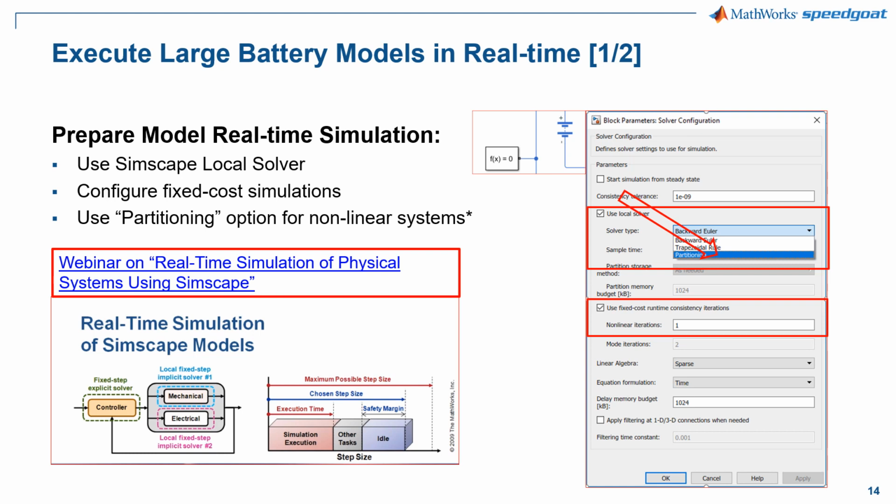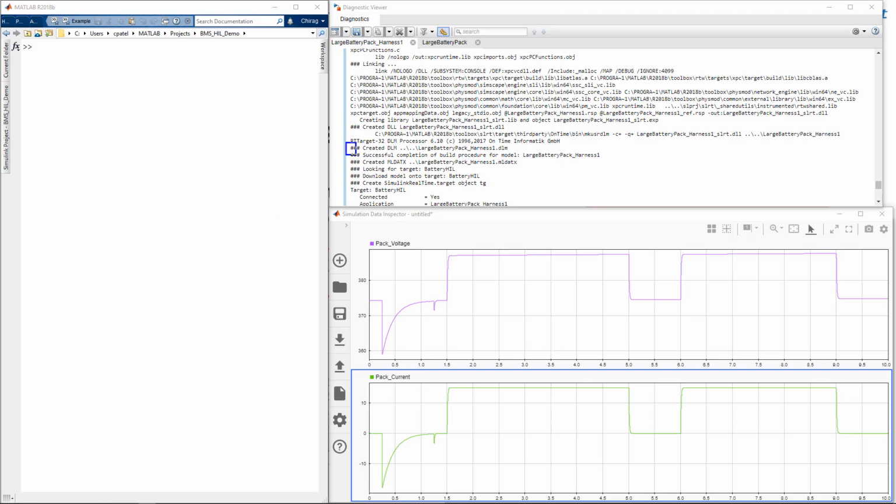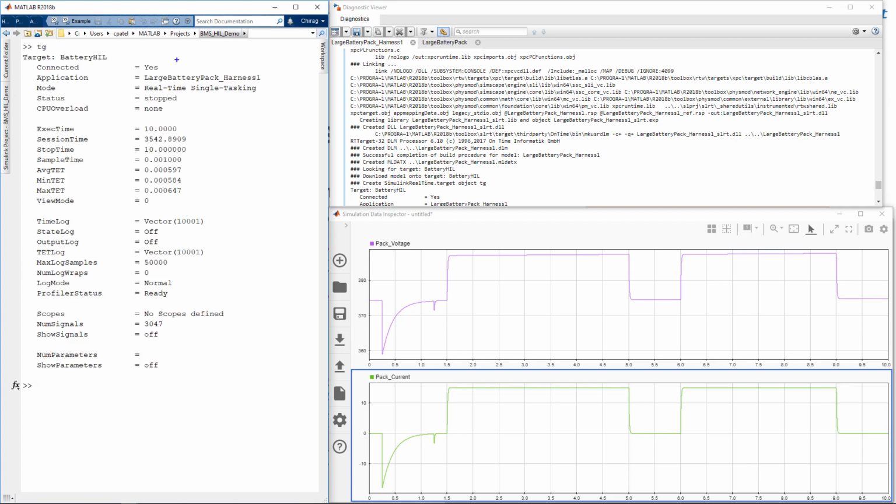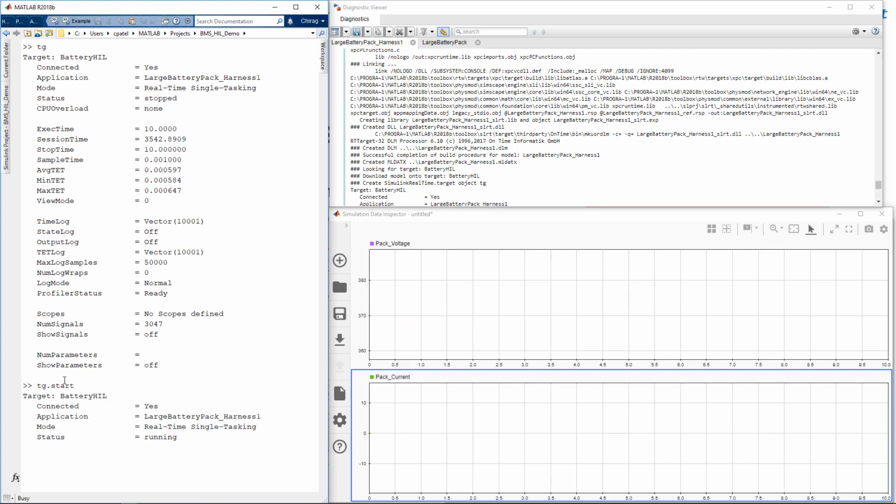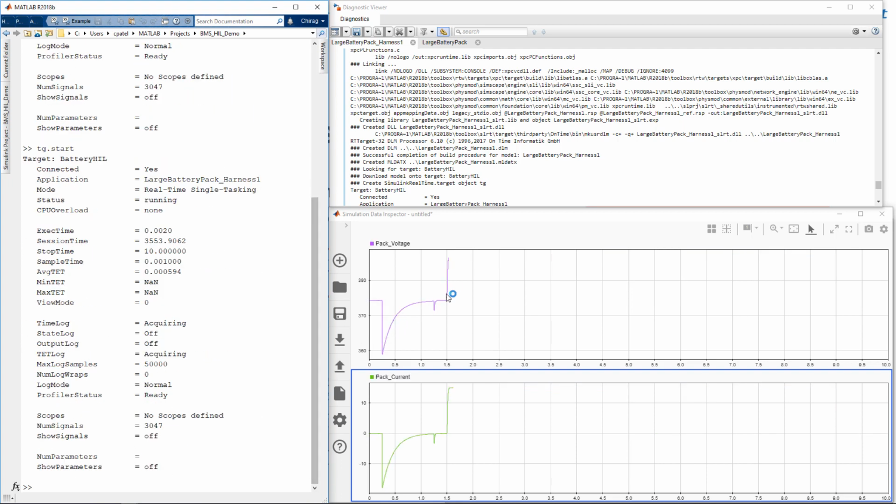Next, let's go ahead and execute our battery model in real time. In the interest of time, I have already built and deployed the application to the target computer by clicking on Build button. In the target object, we can notice the name of the application deployed onto the target machine, application status, sample time, and other useful debugging information. Let's start the execution of application on target machine.